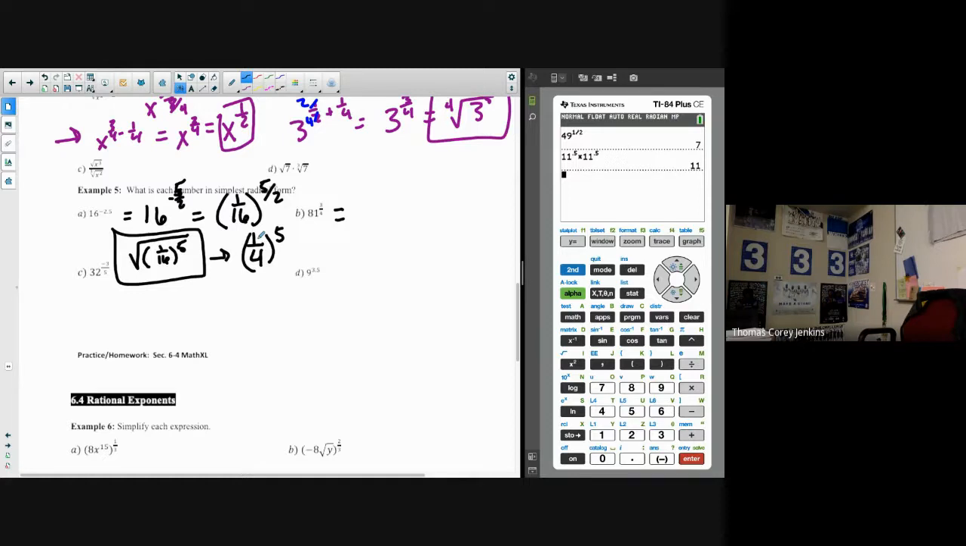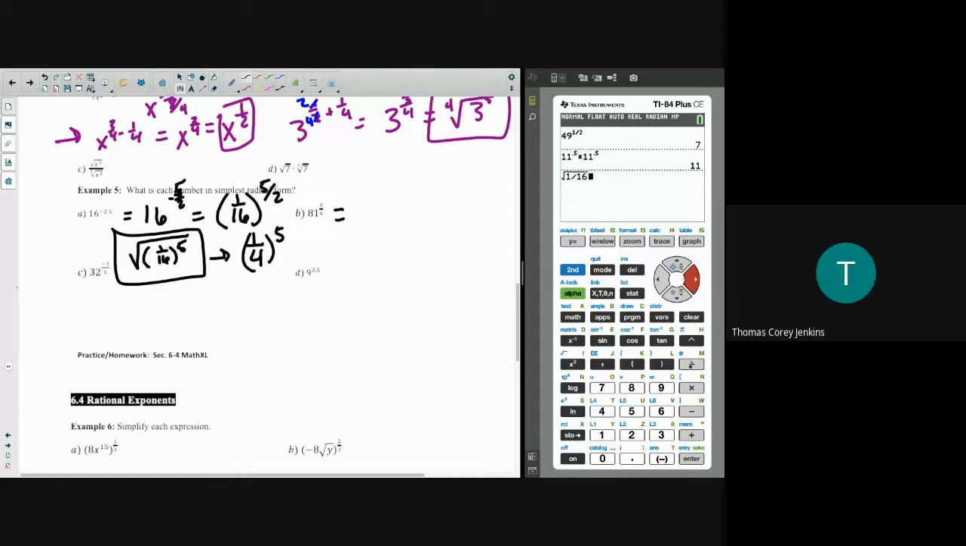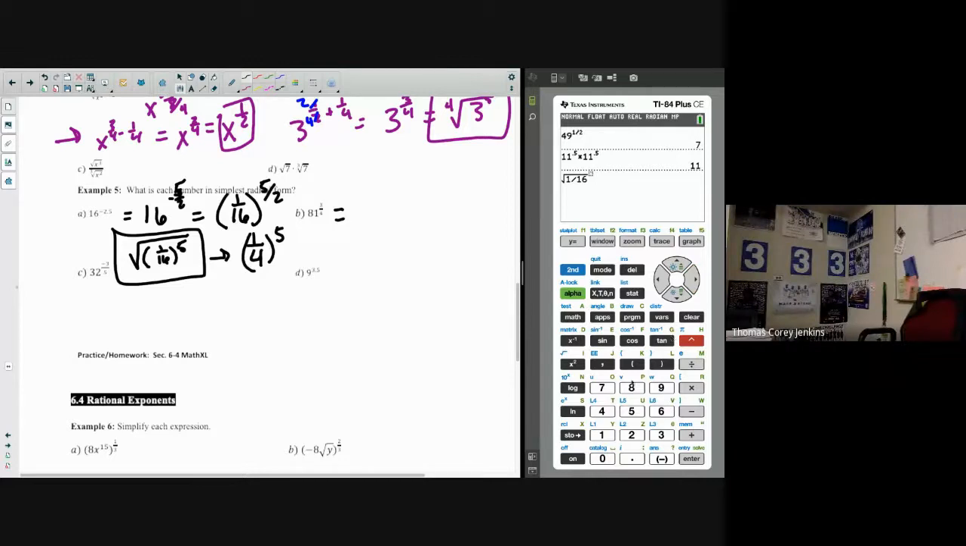So let me actually type that into the calculator just to show you that it is. If I did the square root of 1/16, and then I take that to the 5th power, I get that decimal. And then if I do 1/4, 0.25 to the 5th power, I get that same decimal. So you can see those are equivalent. I'm just not real sure on the form there.